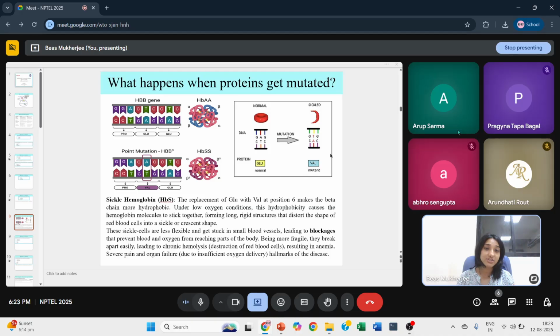Now, being more fragile, they break apart very easily, leading to chronic hemolysis. Hemo means blood and lysis means breaking. So red blood cells are breaking up, resulting in severe anemia, and severe pain and organ failure due to insufficient oxygen delivery are hallmarks of this disease. So one single mutation in the codon can give such drastic effects.